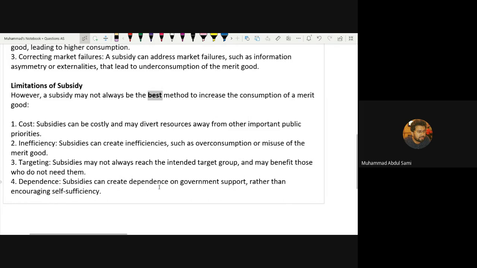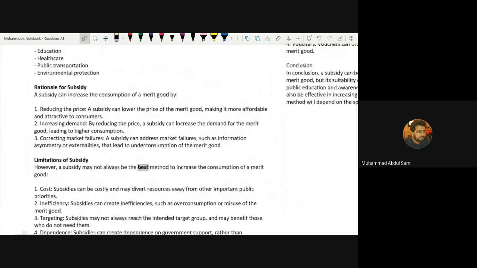Dependence. Subsidies can create dependence on government support rather than encouraging self-sufficiency. Self-sufficiency means a person is very down to earth, knows what his means are and can live according to them. But if there is government support and it somehow becomes consistent, that person becomes idle, demotivated, since he knows that the government will support him in any way. So he might not put in his part of the effort. Okay, so this includes the limitations of a subsidy.